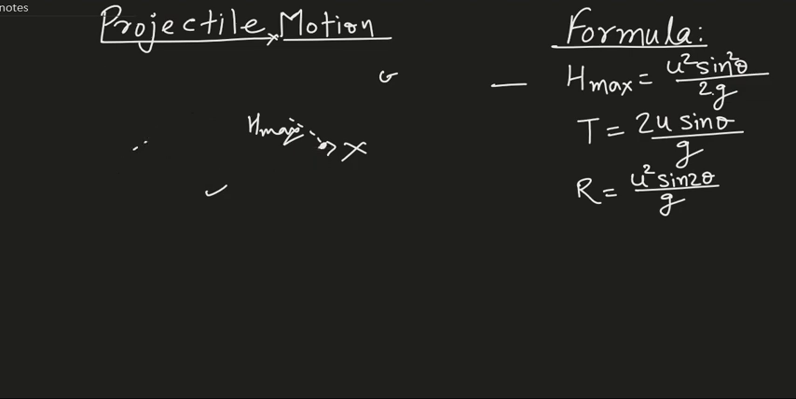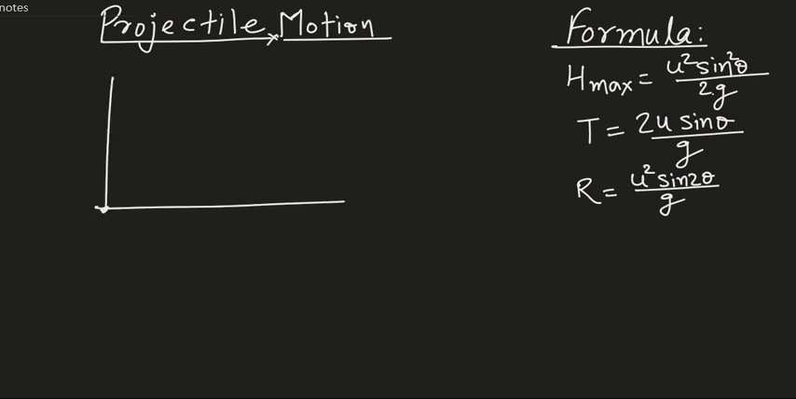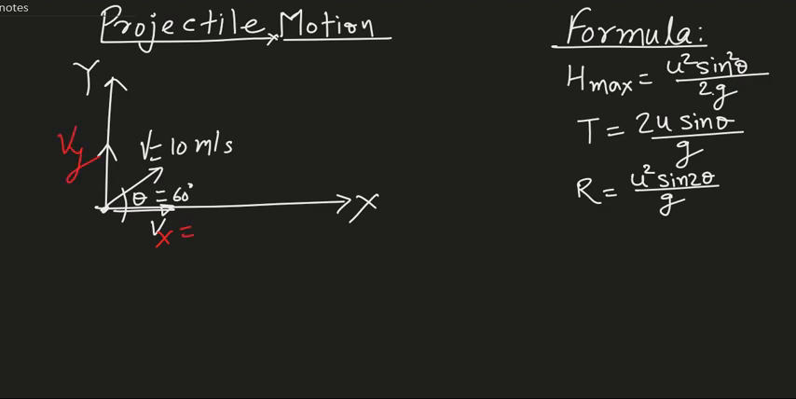Suppose we have a particle which is thrown from this point, and velocity is 10 meters per second. This is the x-axis, this is the y-axis, and theta is, let's call it, 60 degrees. So this particle has one velocity but two components of that velocity. Let's call this the x component, this the y component.